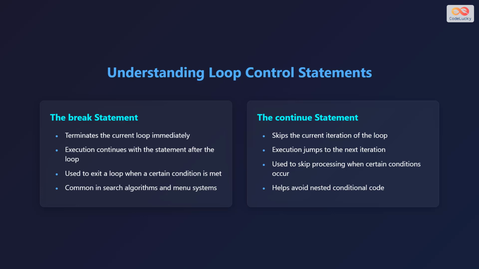The continue statement skips the current iteration of the loop, and the execution jumps to the next iteration. It is used to skip processing when certain conditions occur and helps avoid nested conditional code.